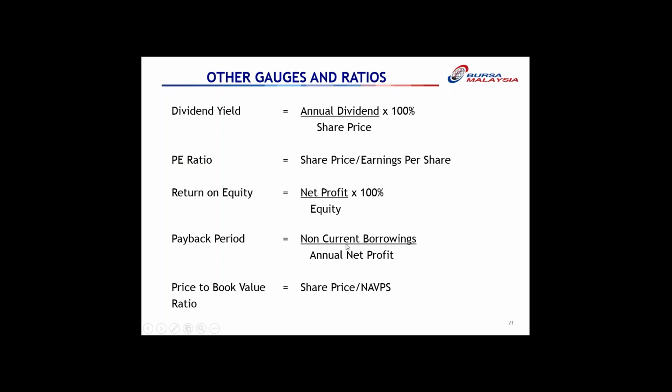So when I have non-current borrowings divided by the annual net profit, it is like assuming numbers, the total amount of long-term debt. That's why it's called non-current borrowings. I would know the number of years required, using the same amount of profit, to pay off its entire debt. And this would give you some indication of how many years it would require and whether it meets your investment profile or not. The other is the price to book value, which is the share price divided by the net asset value per share, or the book value per share.